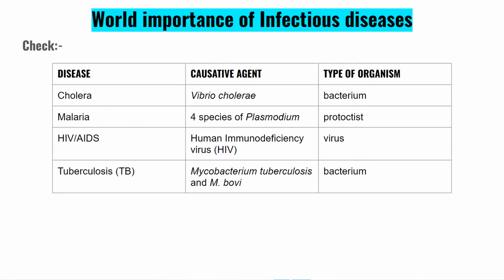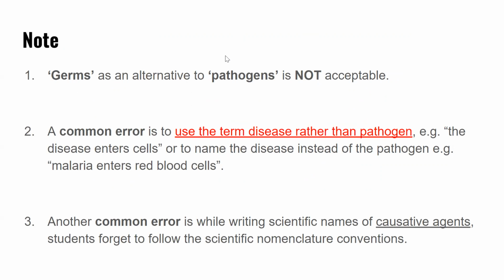Okay, moving on. Some things to watch out for. As an AS level learner, you have to be very careful that you don't use the word germs. This is not acceptable. This is a very common man term and germs mean nothing in biology. We have to use the term pathogen because germs is such a wide term. It can include anything that is actually not a germ.